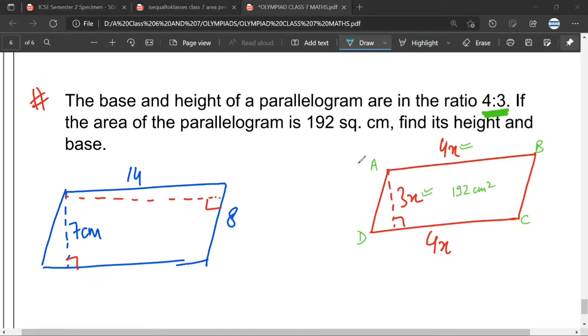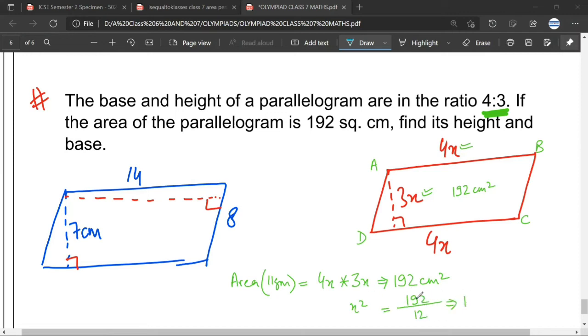So 4x into 3x equals 192 centimeters square. So then we can do the equation from there. Shabash. So the area of the parallelogram is base into height, and this base into height is equal to 192 centimeter square. Satya, is it making sense? Yes. So x square would be equal to 192 upon 12.